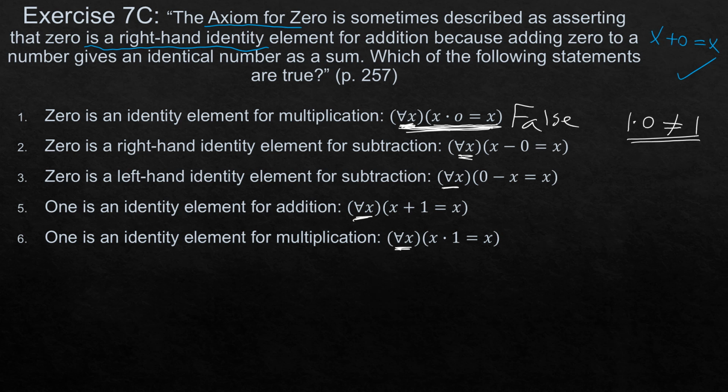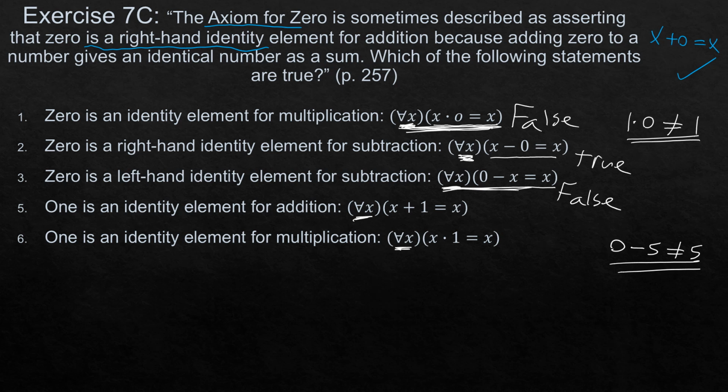For number 2, we're told that 0 is a right-hand identity element for subtraction. In other words, for all x, x - 0 is equal to x. Here we do have a true statement. Number 3, 0 is a left-hand identity element for subtraction. For every x, 0 - x is equal to x. Well, obviously that's false. If x is equal to 5, we would have 0 - 5, but that does not equal 5. This one contradictive example is sufficient to say this universal statement is false.